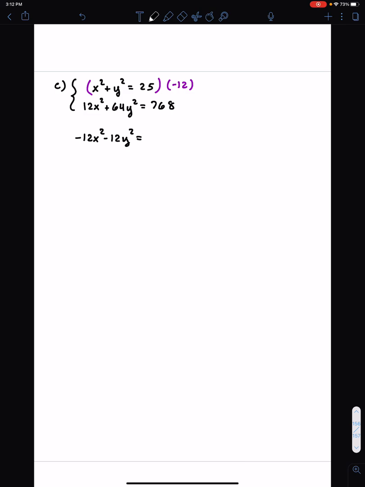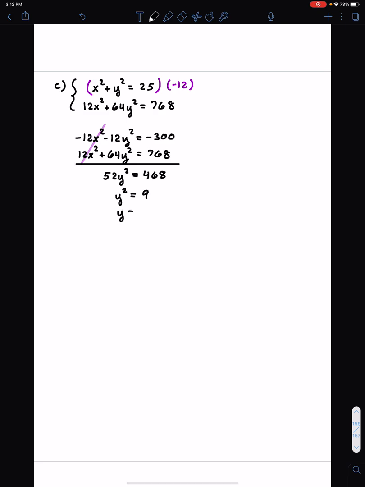25 times negative 12 is negative 300. The other equation I'll write below it. 12x squared plus 64y squared equals 768. Now when I eliminate these, the x squareds cancel out. So negative 12 plus 64 is 52y squared is equal to 468. If I divide everything by 52, y squared is equal to 9.